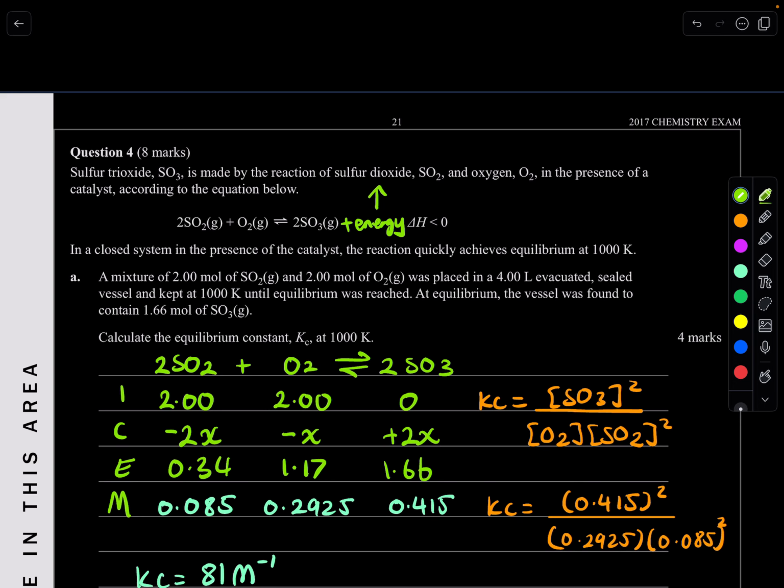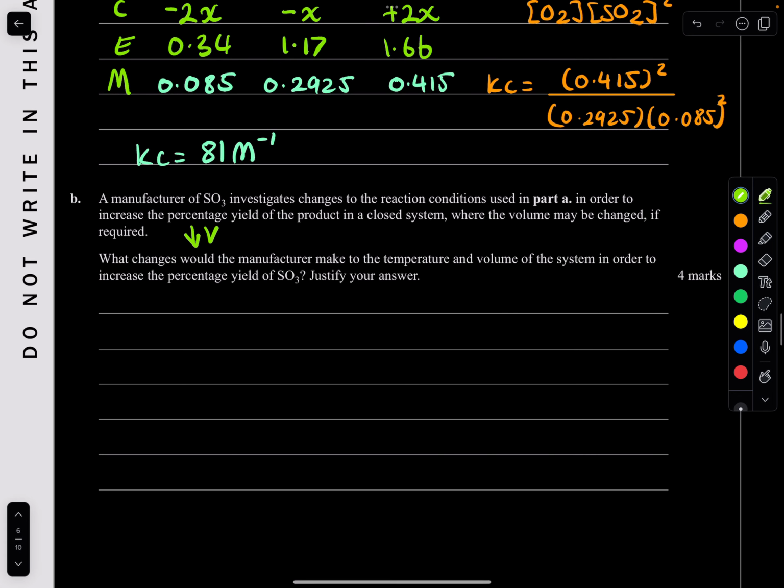There is too much energy on the right-hand side of the equation, and the equation is like, oh, that's too much, I need to decrease that. So the way to decrease it is to go to the left-hand side, which is a problem because going left decreases the yield. So what we need to do is decrease the temperature too. So we need to decrease volume and decrease temperature. Easy. And we just explain it by using Le Chatelier's principle.